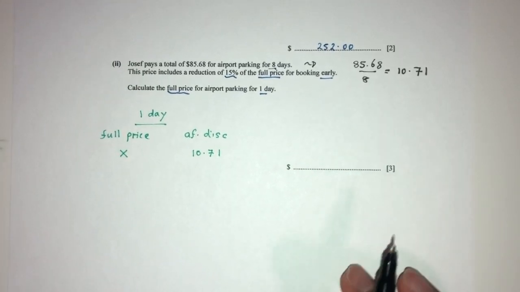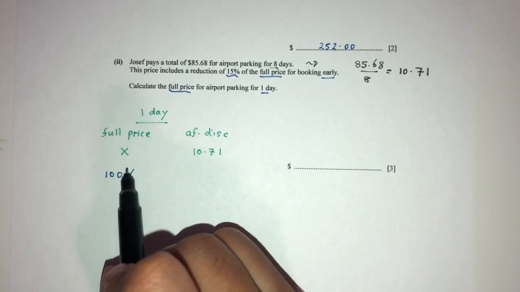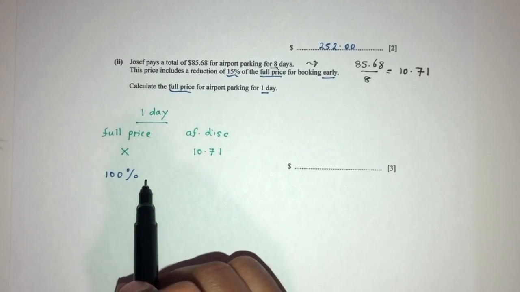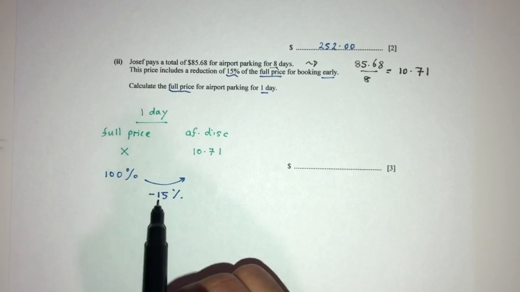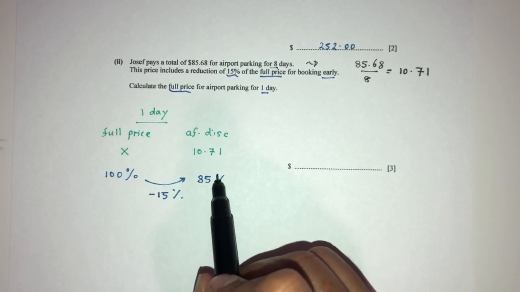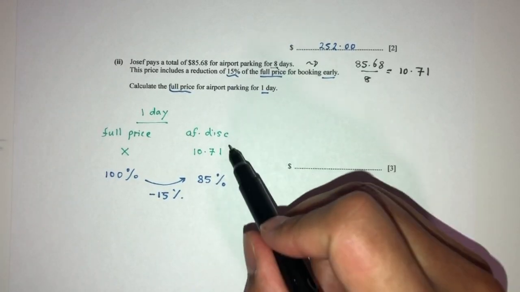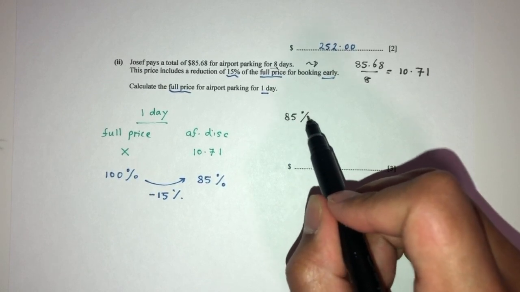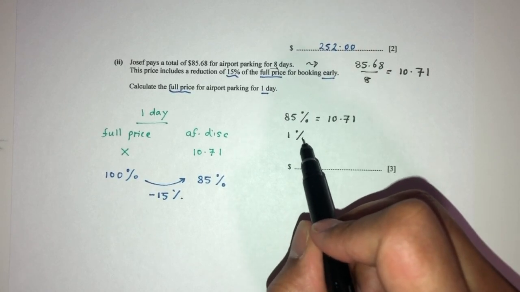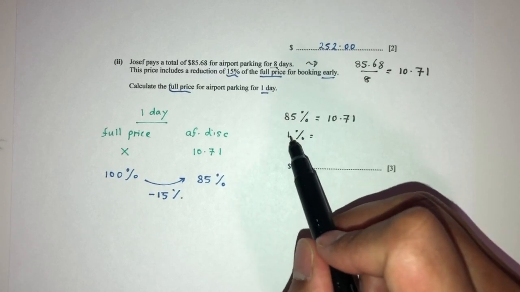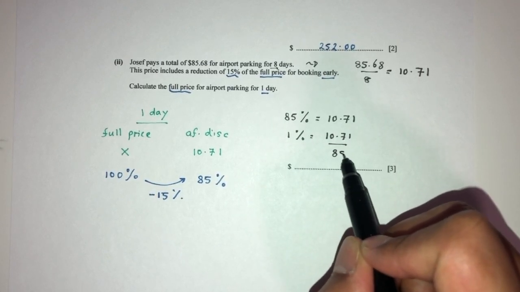So all the time, we always consider the initial price as 100%. So we do know that from here to go to here, he received a discount of 15%. So 100 minus 15, that will be 85%. So we can solve this using ratio. Now what do I mean? I mean, if I look closely, I can say that 85% represents 10.71. Now 1% represents what? You would say, to make 85 become 1, I have to divide by 85 on both sides. You'll have 10.71 divided by 85.